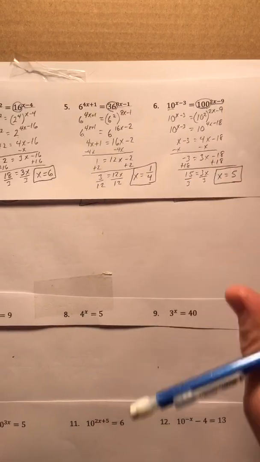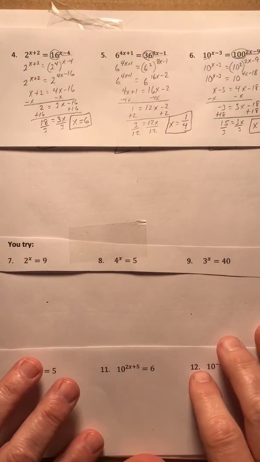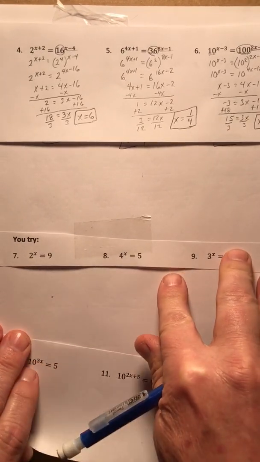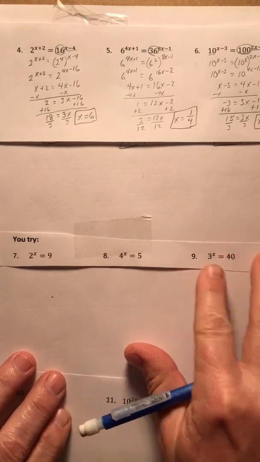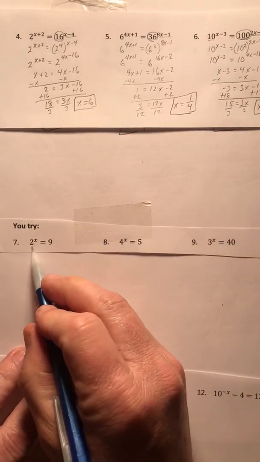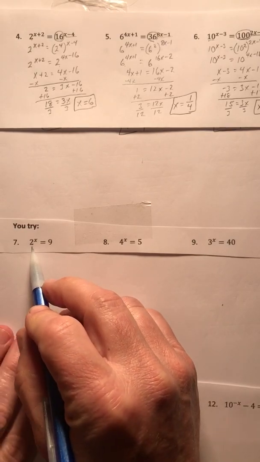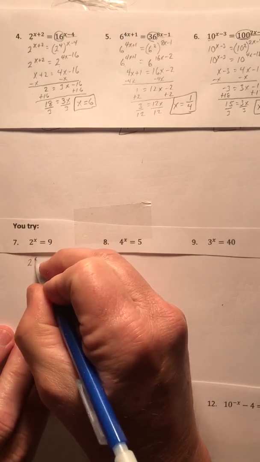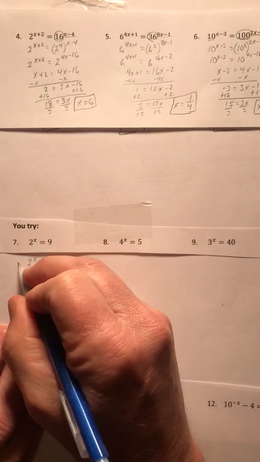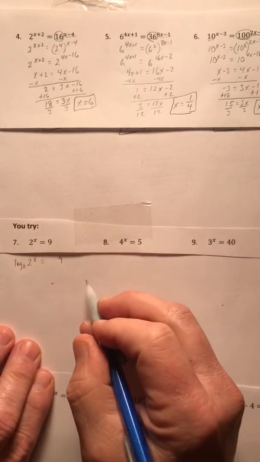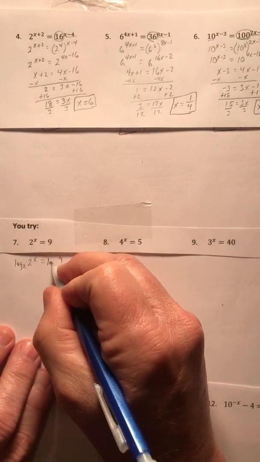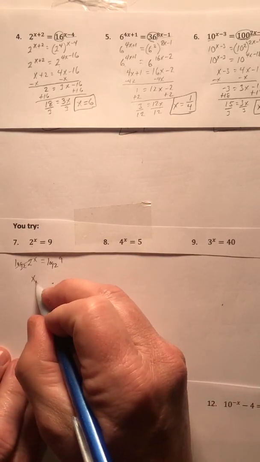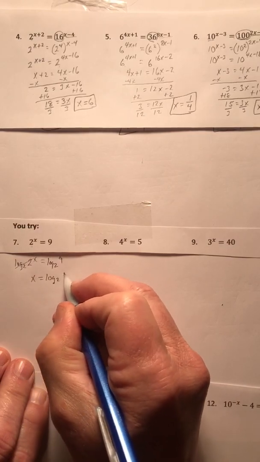All right, the next set of U tries. All right, number 7. We have 2^x equals 9. So we have to get rid of this base of 2. And the way we get rid of the base of 2 is we do a log of that same base. So we have our 2^x equals 9. We have to do a log base 2 of this side. So whatever we do to this side, we have to do to this side. Log base 2. So the log base 2 and the 2 cancel out. And we get x equals log base 2 of 9.